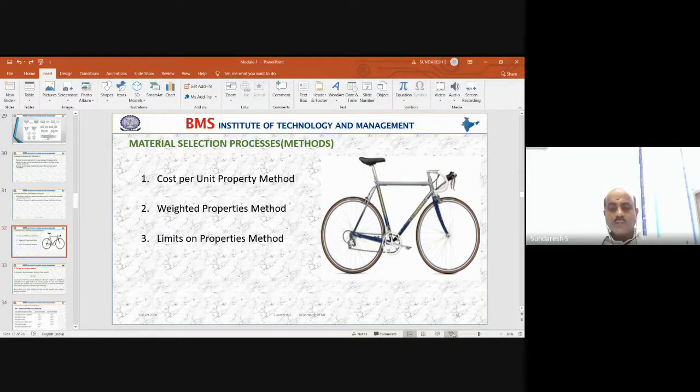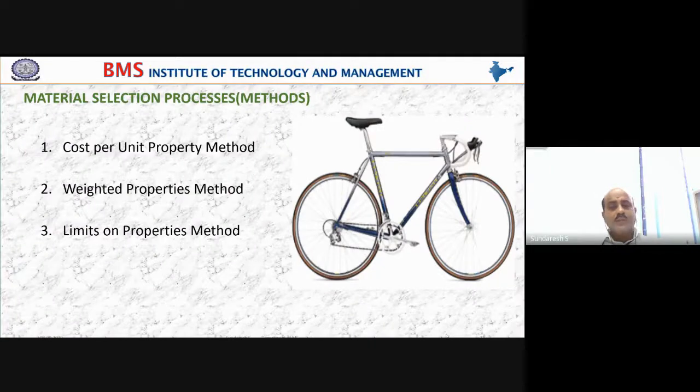So I think in the last class, I just stopped at this point, the material selection processes or methods. See, this concept is very important from the subject point of view, as well as from the examination point of view. Why? Because almost 30 to 40% of the total cost of a product will depend upon the material cost. Of course, once the material has been selected and processed, it needs to be treated with different methods to get a final shape.